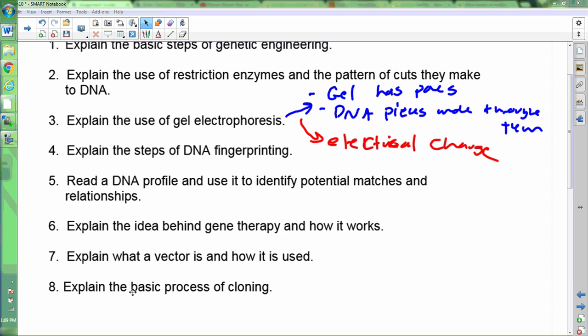Because those bands that the kid has that the mother doesn't have, right, they have to come from somewhere, so they must have come from the father. So those are the ones we're going to want to look at. But to do a paternity test, you have to have the mother's DNA, you have to have the kid's DNA, you have to have the father's DNA.